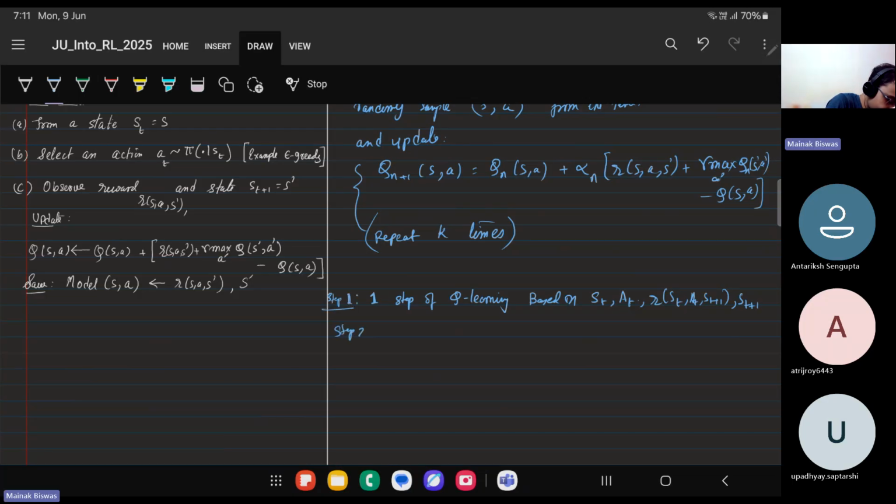Step 2, the table of s, a: you save s_t, a_t as the reward of s_t, a_t, s_{t+1}, comma s_{t+1}. Step 3 is k steps of planning.